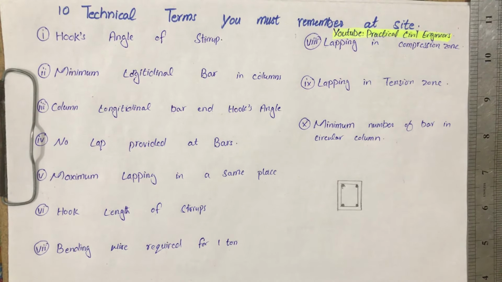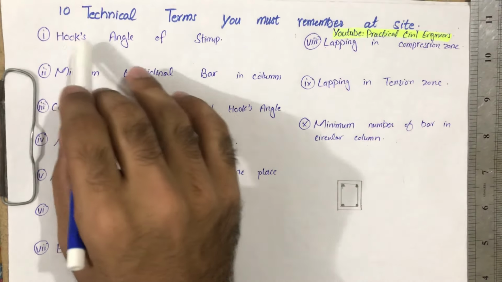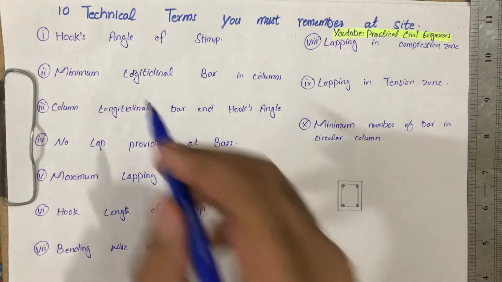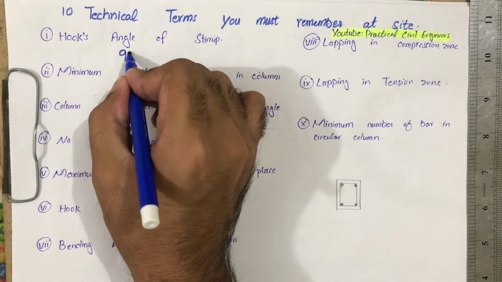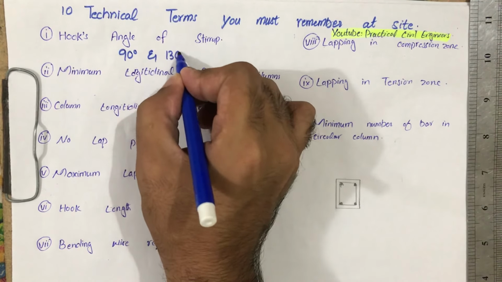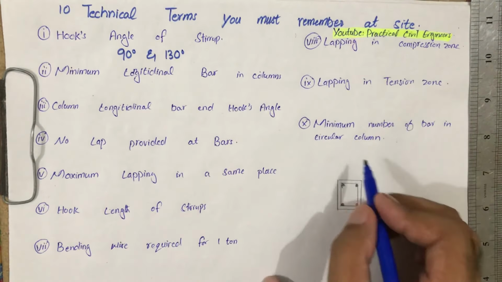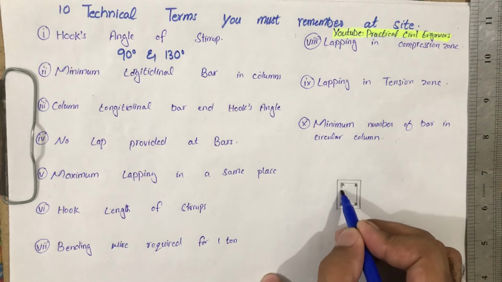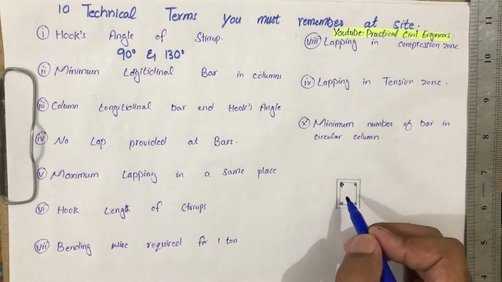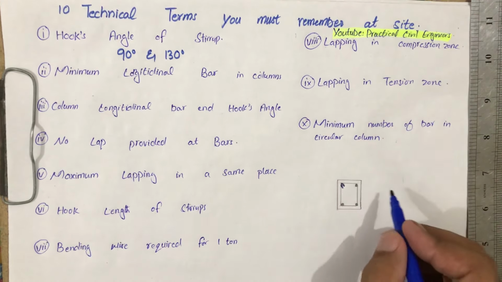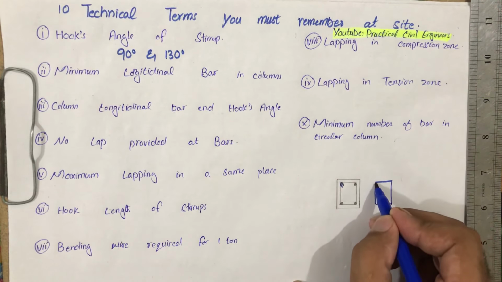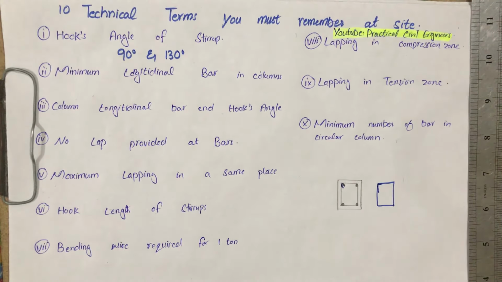So first, which is hook length of a stirrup. There are two types: one is 90-degree and the other is 130-degree. For example, this is a stirrup and these are the hooks. So this is 130. If you are talking about 90, that will be like this. So this is the 90.